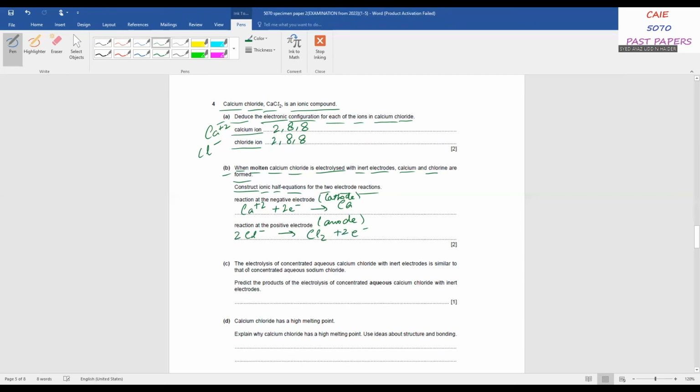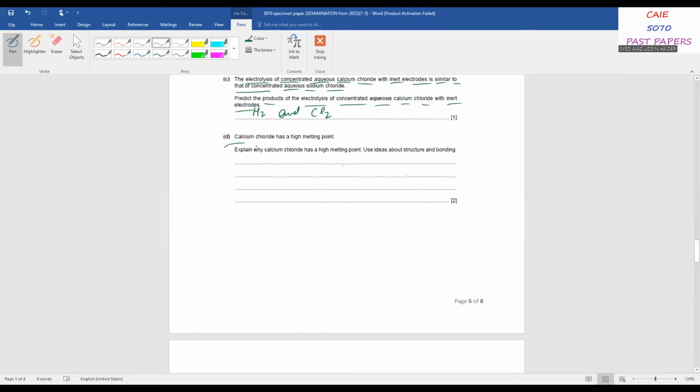The electrolysis of concentrated aqueous calcium chloride with inert electrodes is similar to that of concentrated aqueous sodium chloride. But in the products, we know that calcium and sodium both are above hydrogen in the reactivity series. So you can't get metals at the cathode. You will get hydrogen gas, H₂, and as it is concentrated, you'll get chlorine gas, Cl₂.